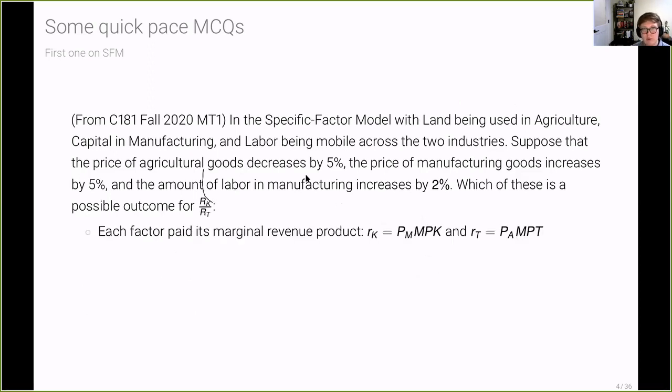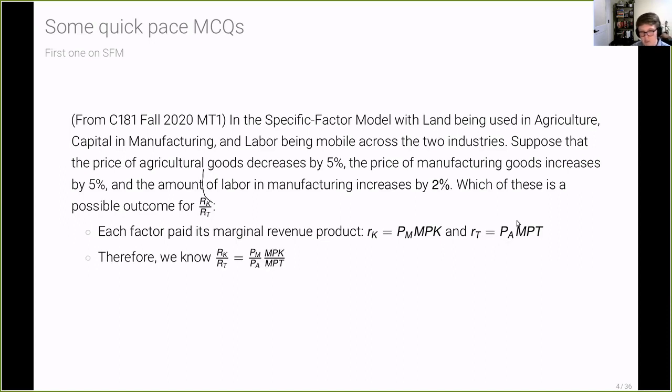Regardless of which model we're in, each factor is always going to be paid its marginal revenue product. That's because in all of these models that we've seen so far, we have perfect competition in both the factor and output markets. And so RK is equal to PM, the price of the output in the sector in which it's used, times MPK. And then RT is equal to the price of agriculture, the output price of the sector that it is used in, times the marginal product of land.